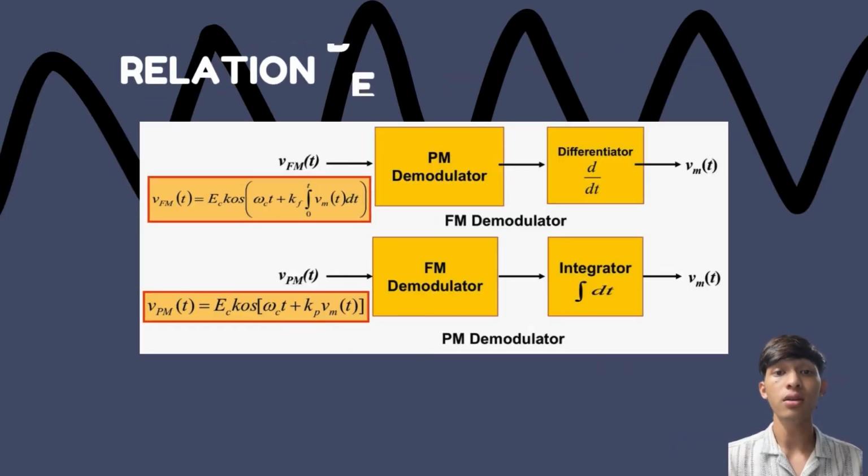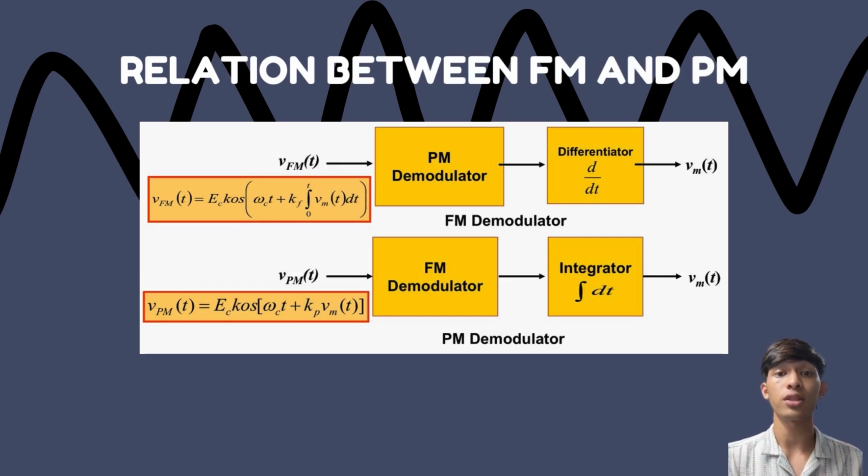For demodulation, phase modulation and frequency modulation signals can often be demodulated using similar principles. For example, frequency modulation signals can be converted into phase modulation signals by passing them through the frequency to phase converter. This interchangeability is key to designing flexible communication systems.